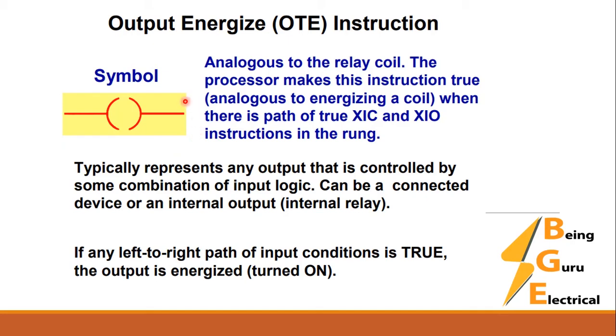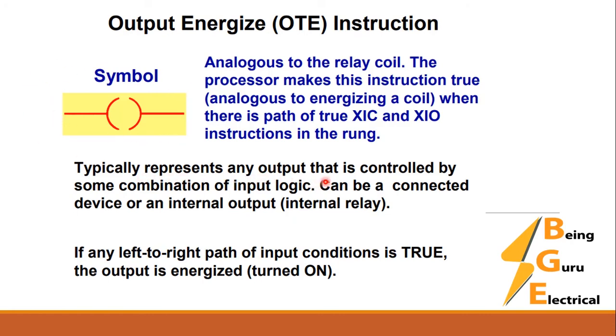We talked about the input. Now check the output. Output Energize, OTE instruction. Analogous to the relay coil in the relay schematics, the processor makes this instruction true when there is a path of true examine if closed and examine if open instructions in the rung. If they are true, this will also be true. So it depends on the input. The status of this output depends on the input.